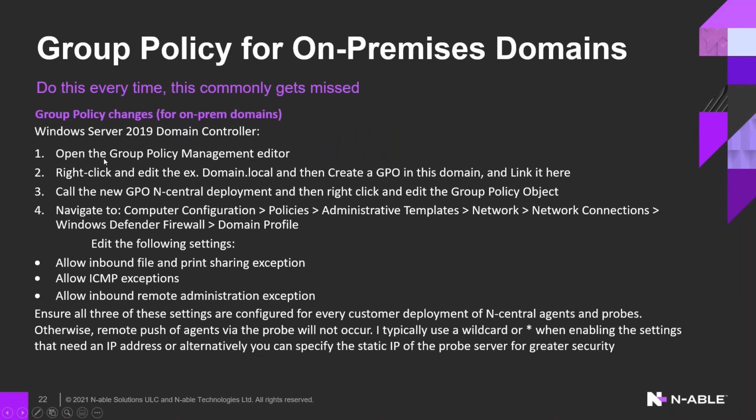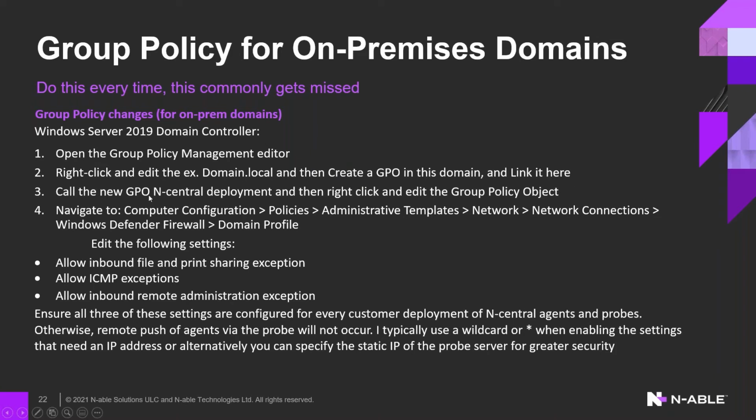Then what we're going to do is now open a GPO, right? So we're going to open Group Policy Management Editor. We can right-click and edit the domain.local or customer domain.local or whatever it's going to be called. And then we're going to link and create a GPO in this domain.